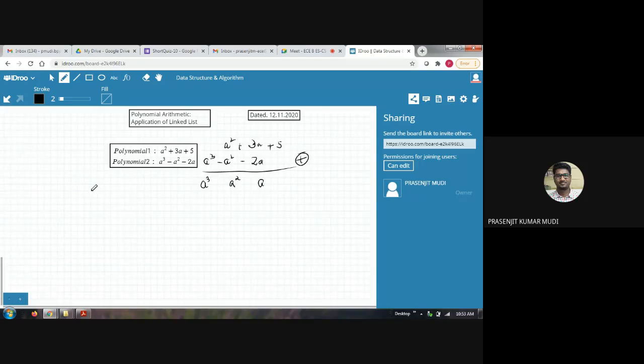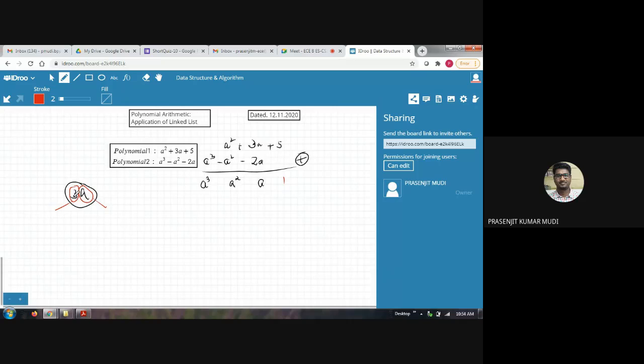Now every term, let's say 3a. So this is a term in a polynomial. So it consists of two parts. One is a constant part or coefficient, and another is the variable part, right? So you write the variable part immediately after this: a cube, a square, a. And in this case, a to the power 0. If you are not writing anything, a to the power 0 means 1 actually. That means 1.